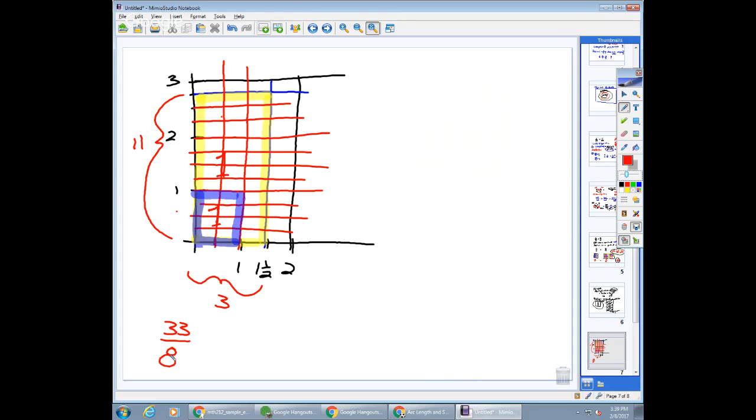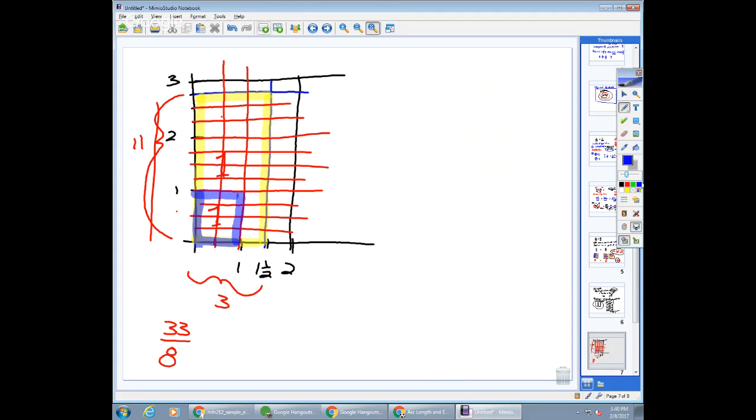Right, because isn't this 3 halves wide? And isn't this 11 quarters tall? 11 times 3 means there are 33 little rectangles in there. Each rectangle is 1/8 of a whole. Okay.